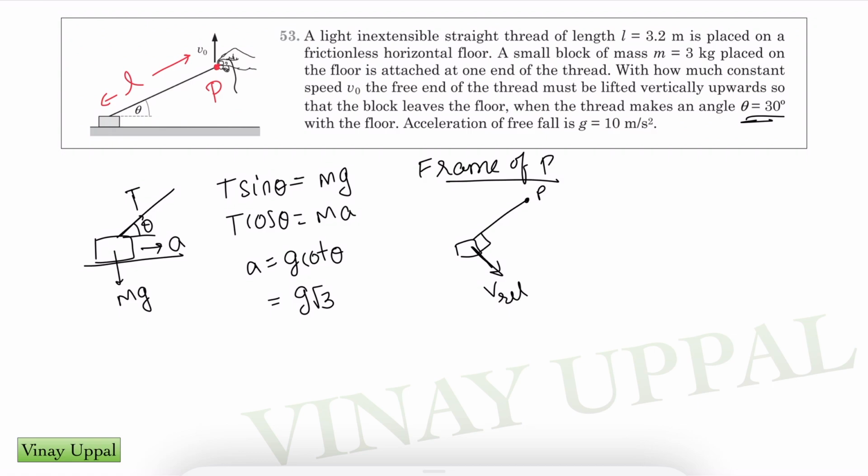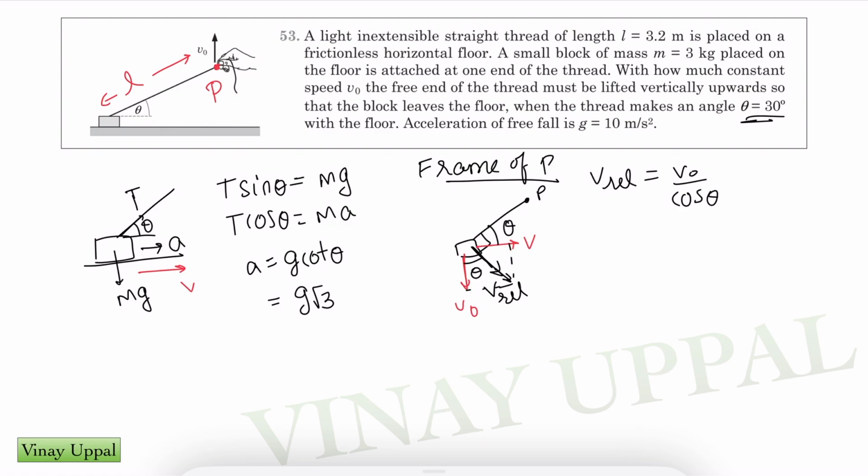Now let's say the block has a velocity v to the right. So in the frame of point P, it will have v to the right and v0 downwards, because point P was going up with v0 in the ground frame. And the resultant of these two would be v relative. So this angle is theta, so this is also theta. So can I just directly write, see v0 is the vertical component of v relative. So can I just write v relative is v0 by cos theta from this triangle.